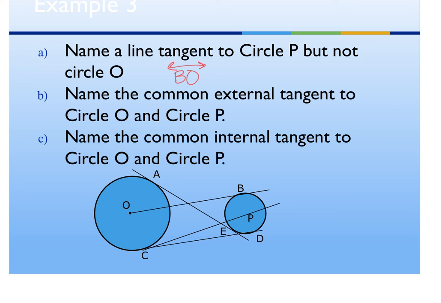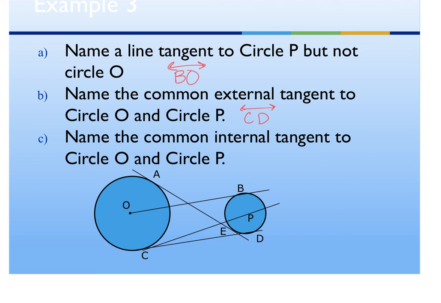Why couldn't it have been CD? Yeah, it's tangent to both of them, okay? It wanted one that's tangent to P, but not to O. CE and CD are tangent to both, okay? All right, name the common external tangent to circle O and circle P. I think I just gave that one away. What is it? CD.